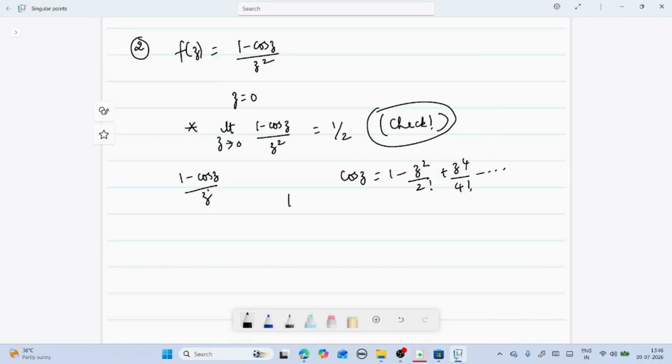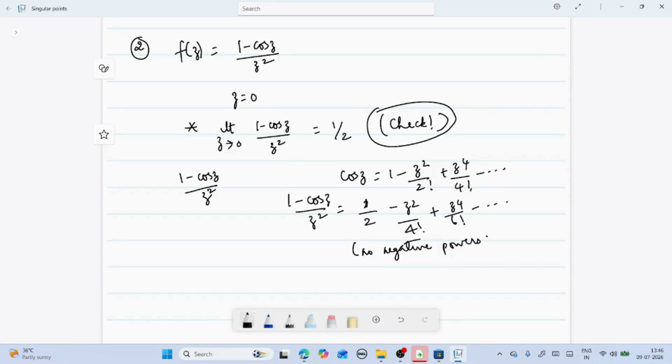So when I say (1 minus cos z) by z square, the series should be 1 by 2 minus z square by 4 factorial plus z power 4 by 6 factorial and it goes on. Okay, so this is how the series is. And you can see that there are no negative powers of z observed here. There are no negative powers of z.